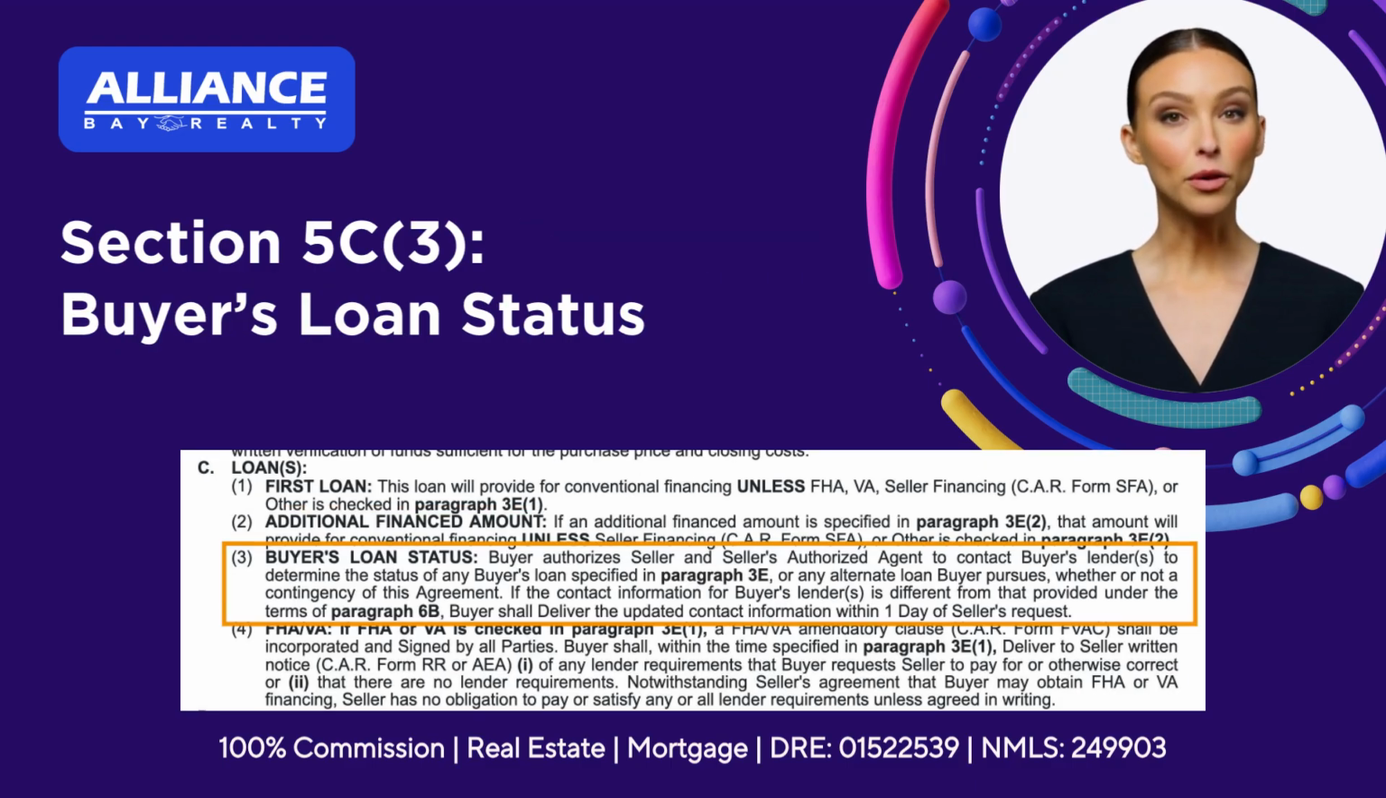Section 5C3, Buyer's Loan Status and Lender Contact Authorization. Buyer authorizes seller and seller's agent to contact the buyer's lenders to determine loan status for the loans in Section 3E or any alternate loan buyer pursues, whether or not the loan is a contingency. If lender contact info changes from what's in 6B, buyer must provide updated lender contact within 1 day of seller's request. Remember to get your buyer to sign lender info releases early. Respond quickly to 1-day requests.